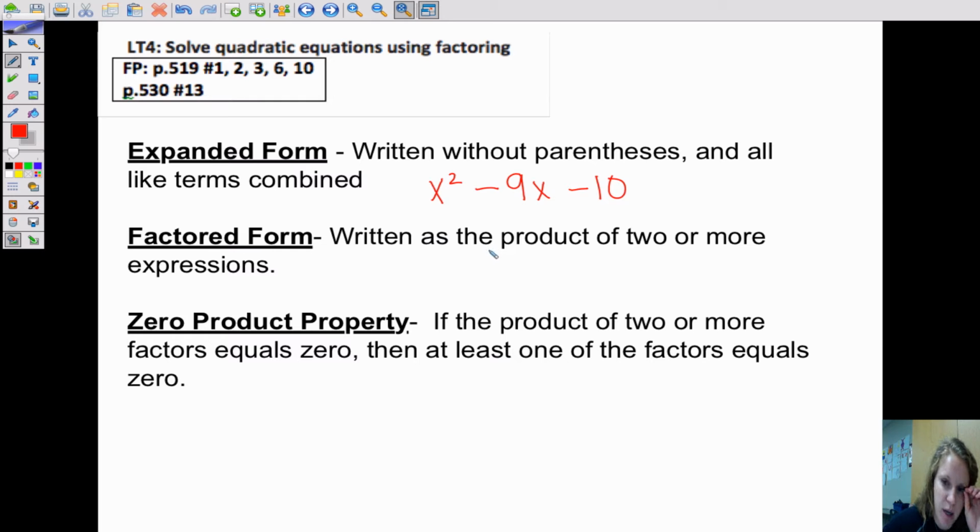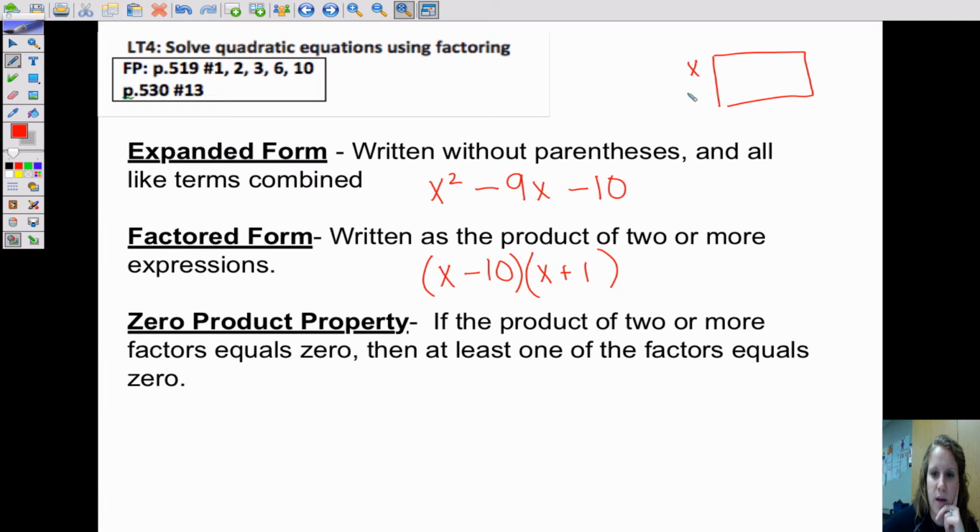Factored form is written as the product of two or more expressions. So this same expression would be written in factored form as x minus 10 times x plus 1. Okay? Because if you remember, if we draw those boxes, if I had x minus 10 and x plus 1, then my little boxes would give me x squared here, and then negative 10x and 1x, which would combine to give me this negative 9x, and negative 10, which gives me there, okay? So these two are equivalent. This is written in expanded form, and this is written in factored form, because it has two different factors, okay?